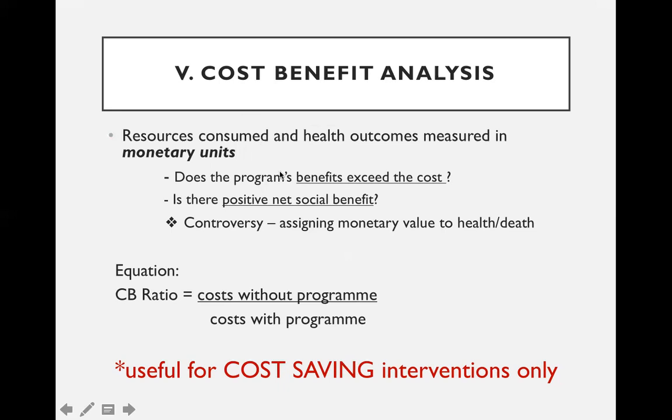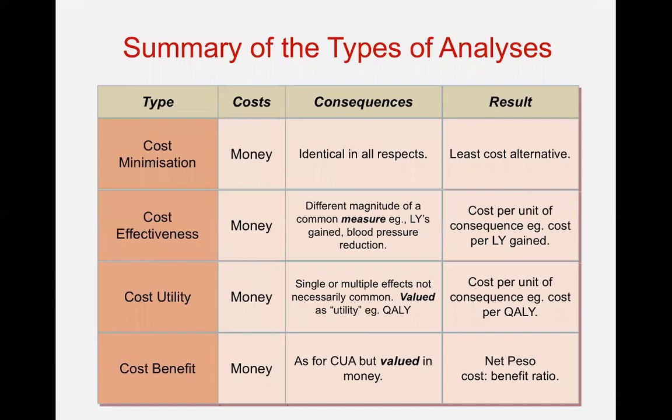So cost-benefit analysis, since both costs and consequences are all in terms of monetary values, is only useful for cost-saving interventions. Because you're not concerned with whether the patient lived a good quality of life. You're concerned whether the patient was useful and was able to help in the economy because of the additional life years gained. So in summary, these are the different types of your economic evaluation strategies.